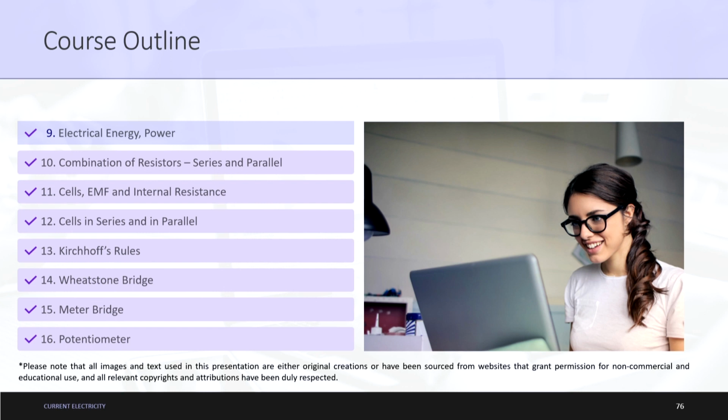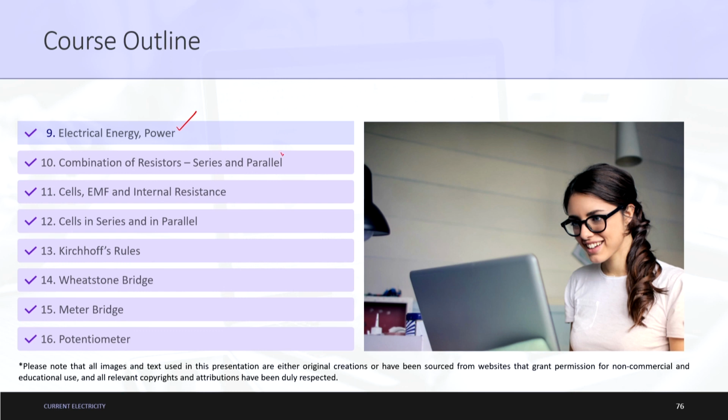So these are the first 8 points. Then the next point, we understood the concept of electrical energy and power, in which we understood the formula that power is nothing but product of V into I. Also using Ohm's law, we understood two different formulas, that is power is equal to I square R and also equal to V square by R.